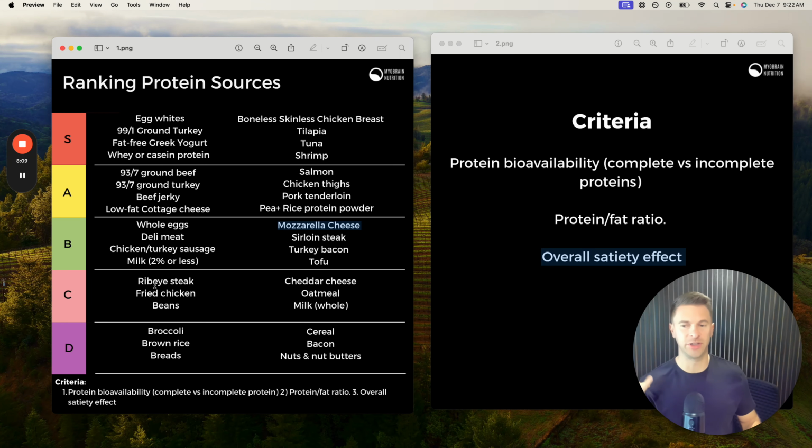Okay, this would be ribeye steak, super fatty. Fried chicken, obviously super fatty. Black beans, maybe you could argue this is a B tier. Again, they are quite filling, similar to oatmeal. Not a lot of protein there, but it will be more filling.